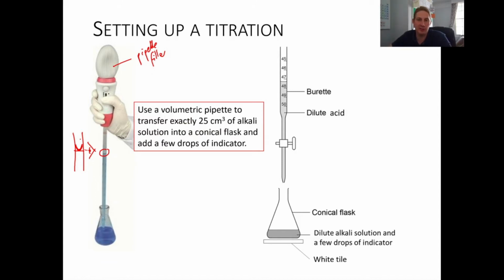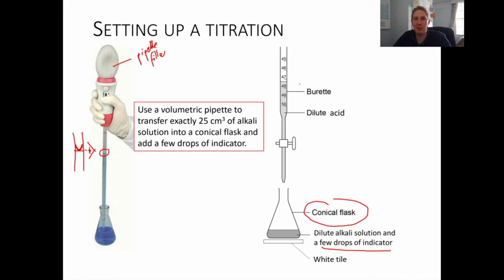So you would use a volumetric pipette to transfer an exact amount of one solution. In this case, we're transferring 25 centimeters cubed of alkali. It doesn't have to be the alkali, it doesn't have to be 25 centimeters cubed, but it is an exact volume. You know it very accurately, very precisely. You're going to then put that into a conical flask down here, and you're going to add a few drops of an indicator. The ones you need to know: phenolphthalein, methyl orange, and litmus, and you need to know the colours that they go in each solution.